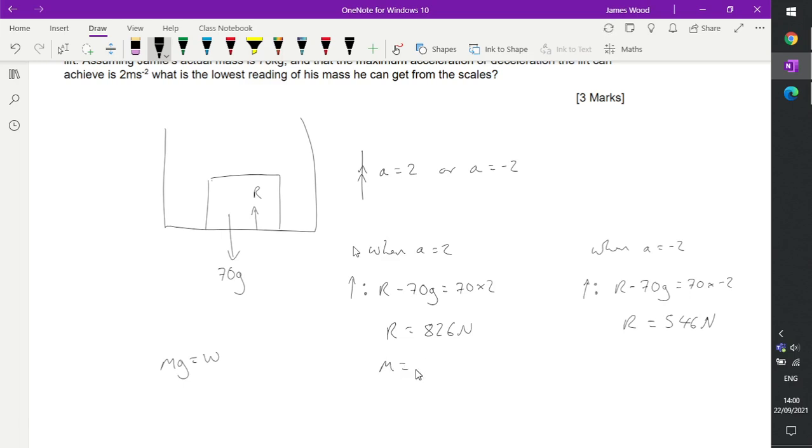So 826 divided by 9.8. And that gives me 84.3 kilograms. So that would be my maximum weight that I could measure. Over here, 546 divided by 9.8 is going to give me 55.7 kilos. Okay, so that's quite a big difference. It wasn't quite as big as that when I did it in the lift in that video, was it? But I guess it depends on how strong your lift is, how fast it can accelerate up or downwards.